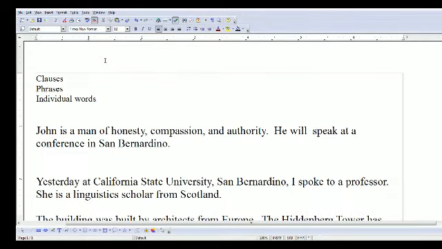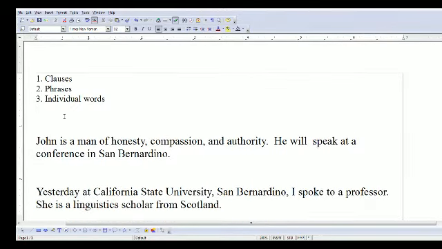So there's kind of a general principle with writing. Don't use a clause if you can use a phrase. Don't use phrases if you can use individual words. So if you reduce your clauses to phrases, and your phrases into individual words, then you are more concise in your speaking and writing.